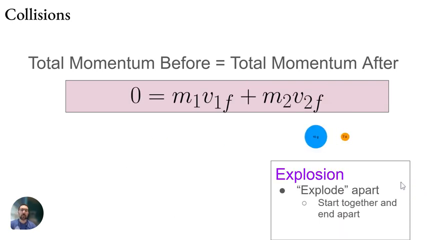And finally, in an explosive collision, we start typically with the objects not moving before they explode apart. This doesn't have to be the case, but almost always, at least in this class, we're going to start with an explosive collision with a momentum of 0. That is, the objects aren't moving, but then when they explode apart, one will go left, one will go right.